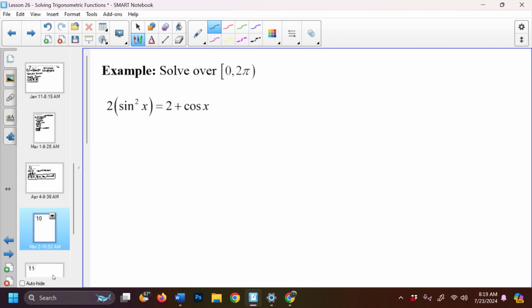Next, solve over 0 to 2 pi. So I have 2 sine squared x plus 2 cosine x. Well, there is a Pythagorean identity that I can use to substitute cosine in for sine when sine is squared. And that is that first Pythagorean identity, sine squared x plus cosine squared x is equal to 1. And if I subtract cosine squared x from both sides, I'll have sine squared x is equal to 1 minus cosine squared x. That'll allow me to do a quick substitution.